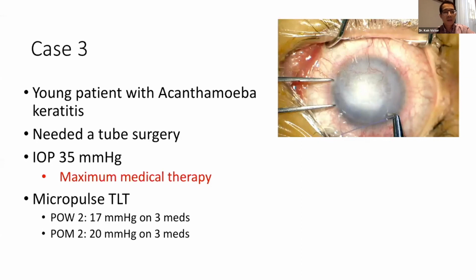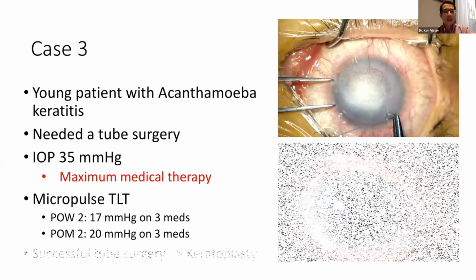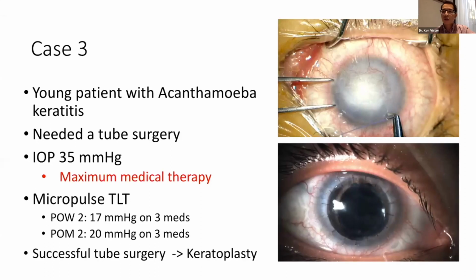And this is post-op week 2, pressure of 17 on 3 meds. That's about half the pressure compared to pre-operatively. And at 2 months later, pressure is 20 millimeters mercury on 3 meds. And then subsequently, the patient underwent successful tube surgery and keratoplasty, as you can see over here.